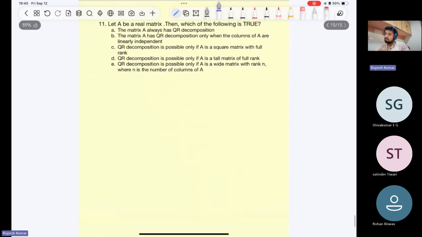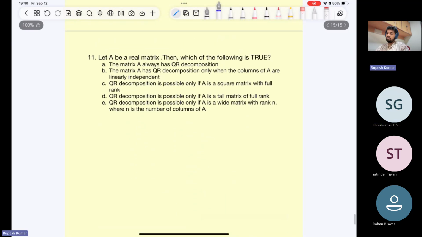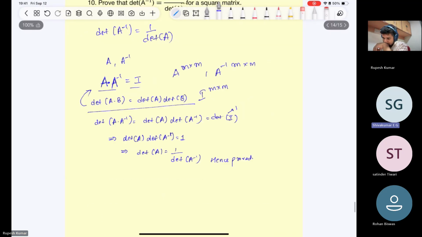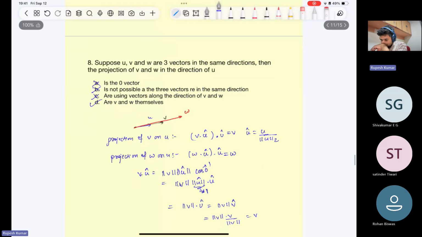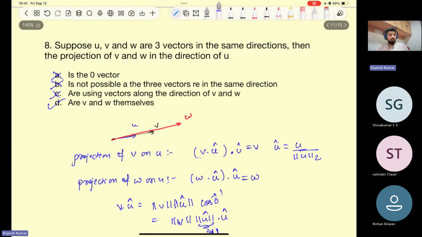Last question. Let A be a real matrix, which of the following is true? For question number 8, what is the correct answer? Option D, V and W themselves. Option D. Okay, thank you.